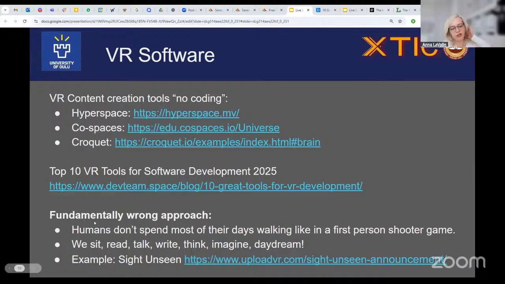Designing virtual reality experiences in Unity is fundamentally wrong, because we as humans don't spend most of our days walking, right? We do many other things: we sit, we read, we talk, we write, we think, we imagine, daydream. All of those would be nice to capture in virtual reality experiences, but we can't do that yet.